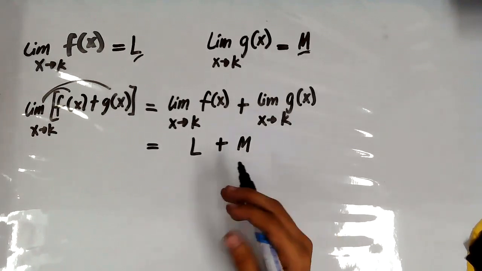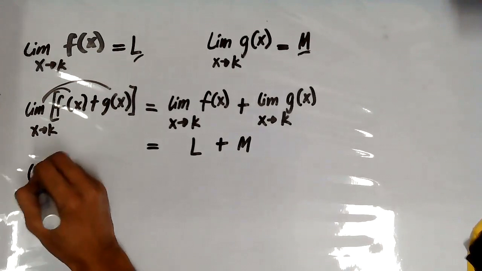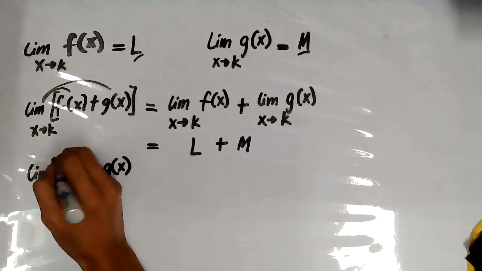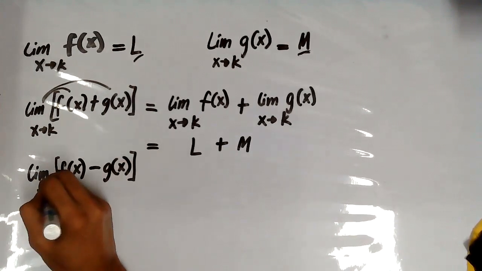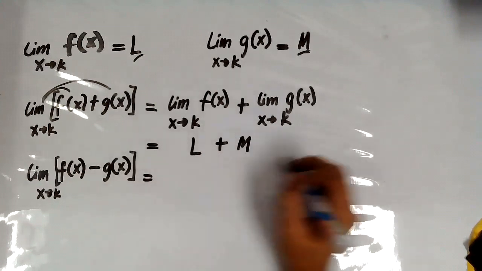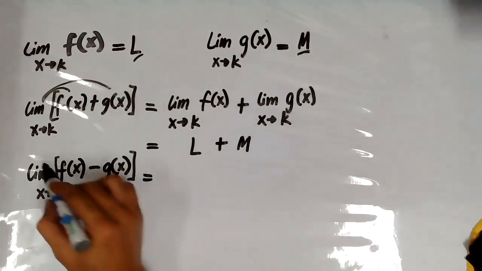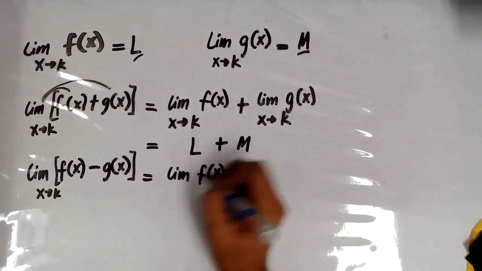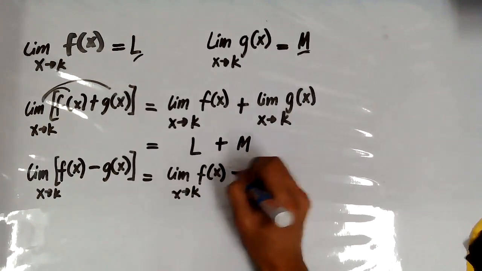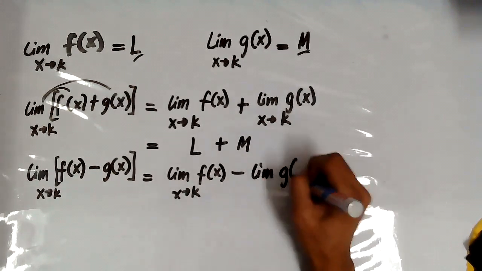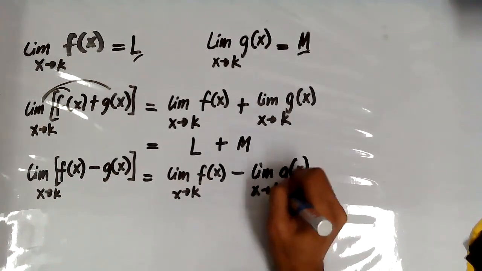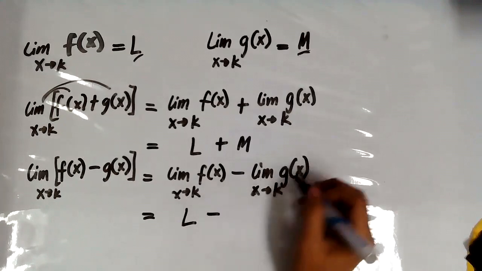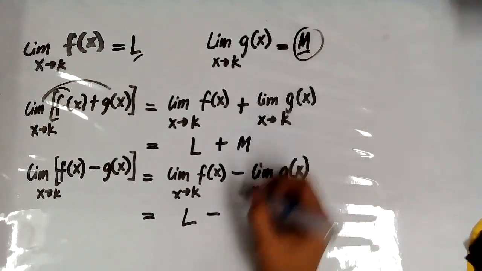And how about if you're going to get the difference of these two functions, f of x and g of x, as x approaches k. All right. So it's simply the same process, you're just going to distribute the limit. So this will become the limit of f of x as x approaches k minus the limit of g of x as x approaches k. And we all know that the limit of f of x is L, then minus the limit of g of x, which is m.